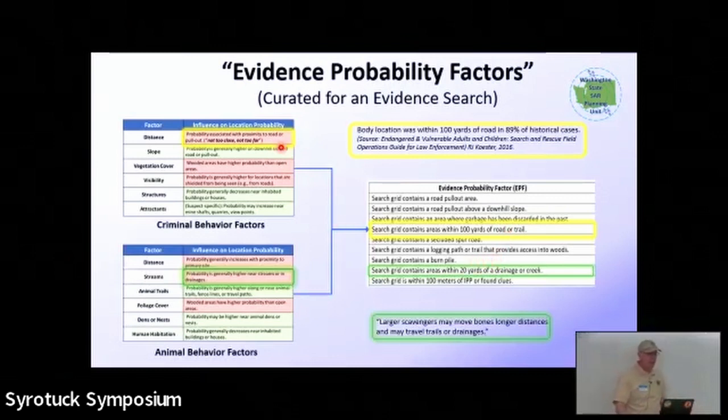So as an example, here's our qualitative statement: probability increased along roads. In this case, we actually have data that's summarized in Bob's reference. And so we add an evidence probability factor that says our search grid contains areas within 100 yards of a road or a path. Similarly, for animal behavior, we add a factor that says our search grid contains areas within 200 yards of a drainage, okay? Now, just a note here, for the 100 yards within a road, we actually have data. For the 200 yards within a drainage, we just picked a number.